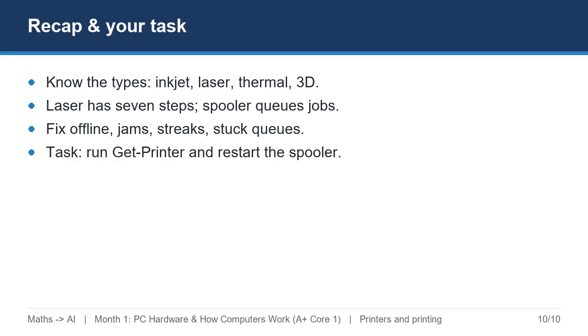Let's recap. You know the printer types, the 7 steps of laser printing, and the role of drivers and the spooler. You can tackle offline printers, jams, streaks, and stuck queues, and you know toner is for laser while ink is for inkjet. Your task: on a Windows PC, run get-printer to list printers, view a queue with get-printjob, and practice restarting the spooler with restart-service -name spooler. Note each printer's connection type and whether it uses toner or ink.